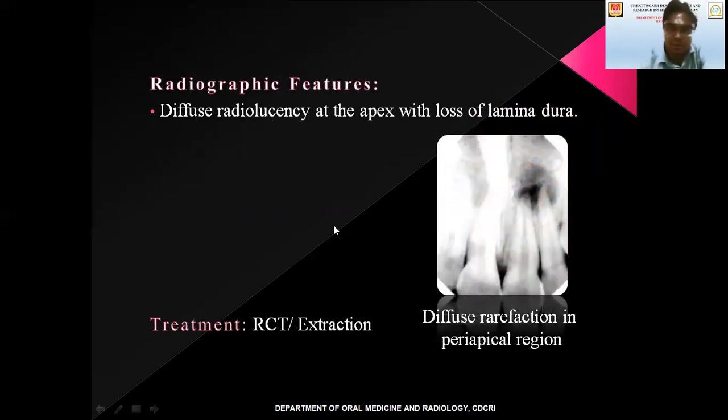If we take a radiograph of this same lesion, we can see a diffuse rarefaction or radiolucency at the apex of that affected tooth with loss of lamina dura. Treatment will be again either RCT if the tooth can be saved, or if it is totally grossly decayed, then we can go for the extraction.